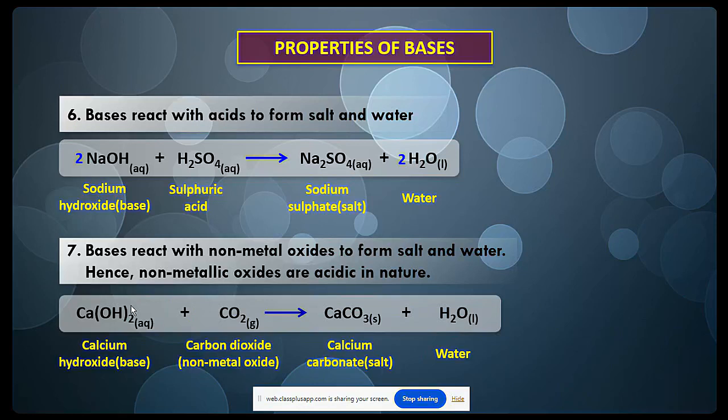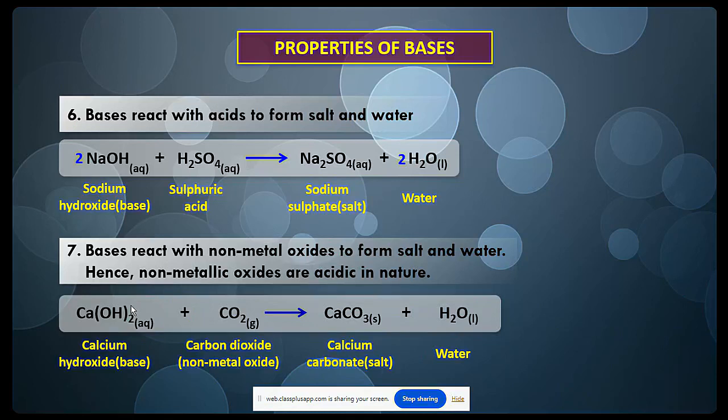So here we have discussed 7 out of 7 properties of bases. What is the first property? Properties of bases. First property says bases are bitter to taste. Second property, bases are soapy to touch. Third property, bases change red litmus to blue litmus.